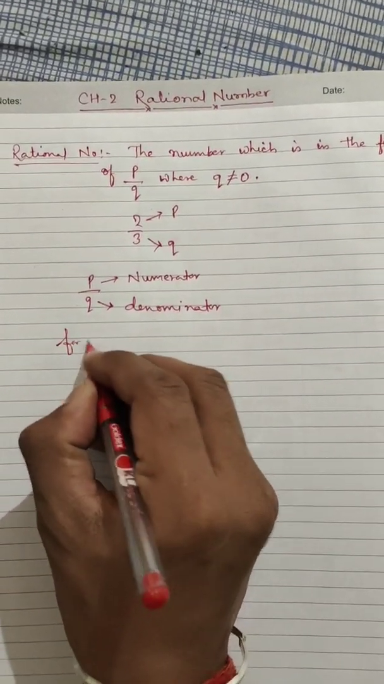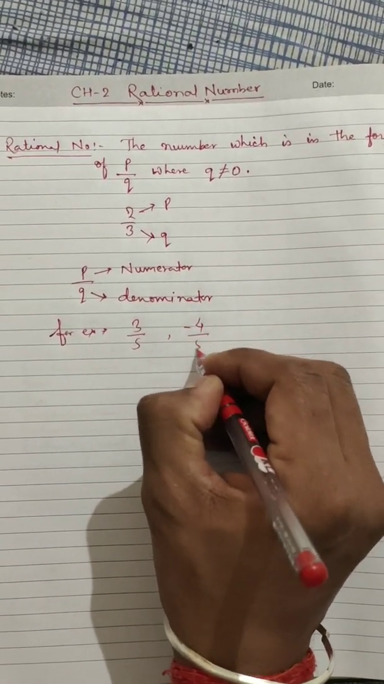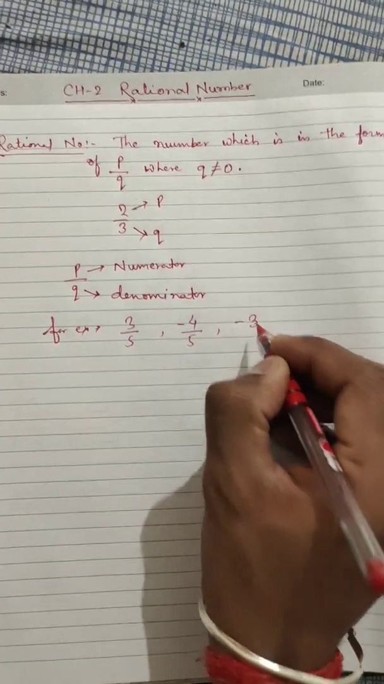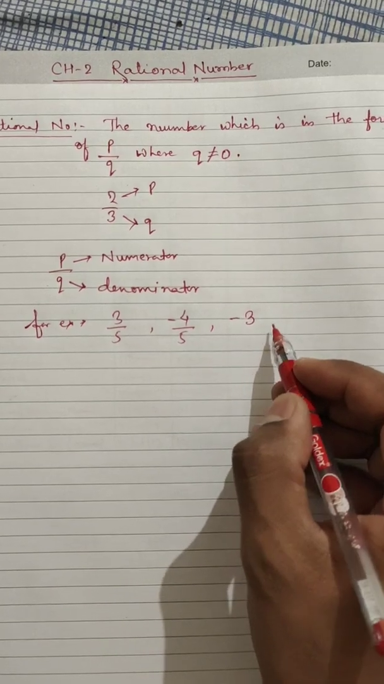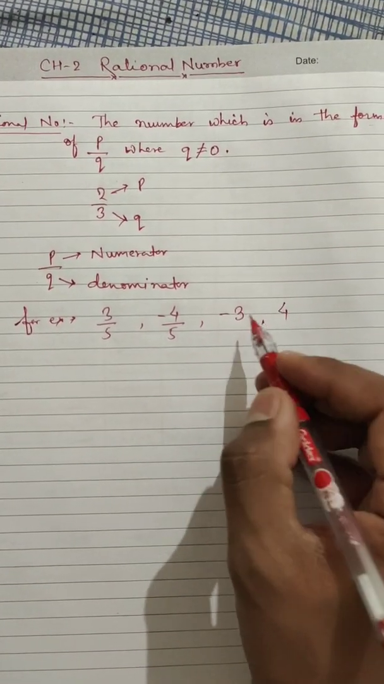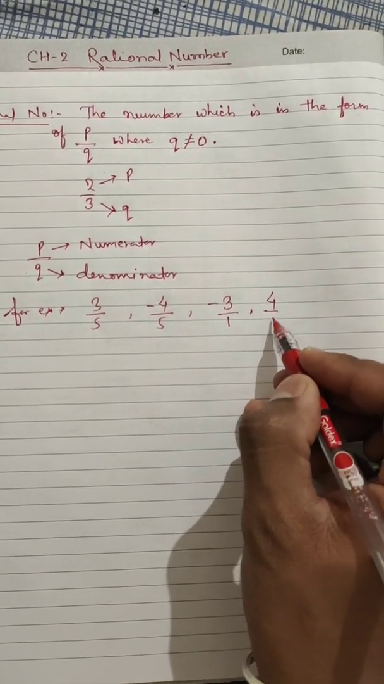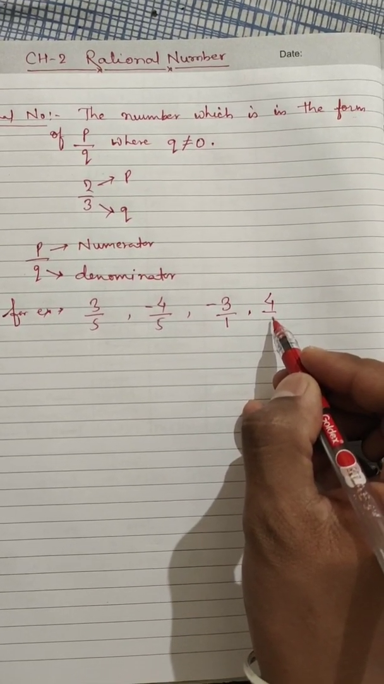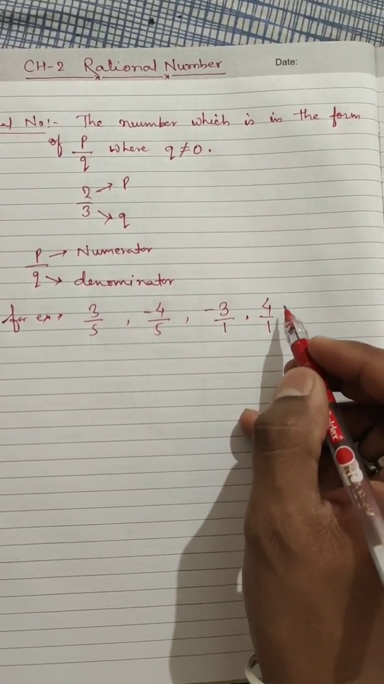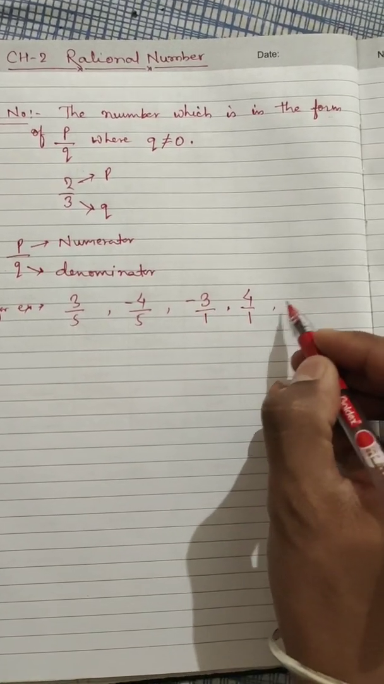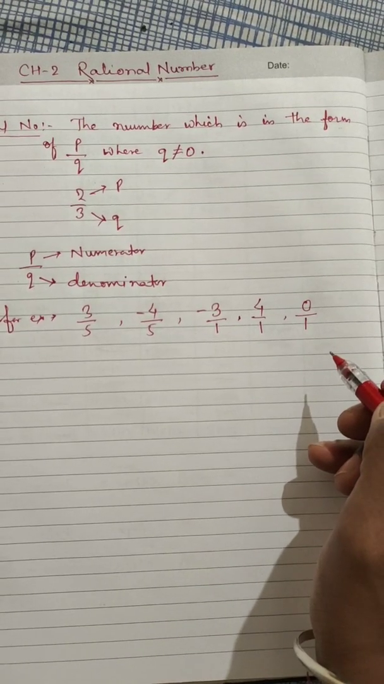For example, 3 by 5 is a rational number, minus 4 by 5 is a rational number, minus 3 is a rational number, 4 is a rational number. How? Because 1 is in the place of denominator. When nothing is there in the denominator, we take 1. Therefore, these numbers are called rational numbers. Even 0 is also a rational number because in the place of denominator there will be 1.